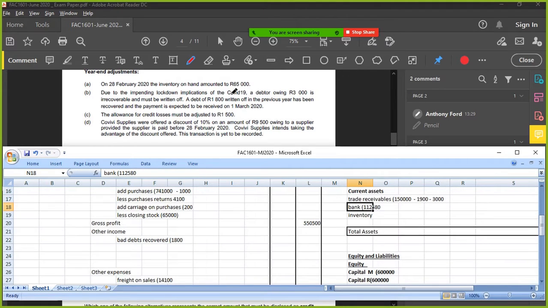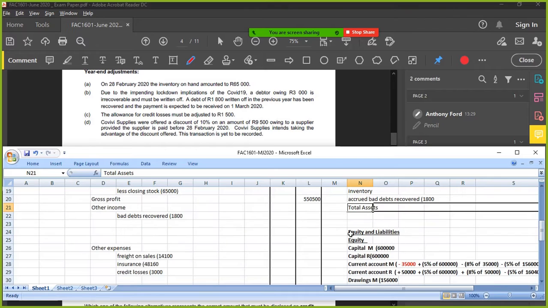Okay. A debt that was written off in the previous year had been recovered and the payment is expected to be received. Okay, expected, so it hasn't been received yet. So accrued income. Bad debts recovered. A debt of 1.8 written off in the previous year had been recovered. So current assets, accrued bad debts recovered. Okay, great. I've got my debits, I've got my credits, everything's good.